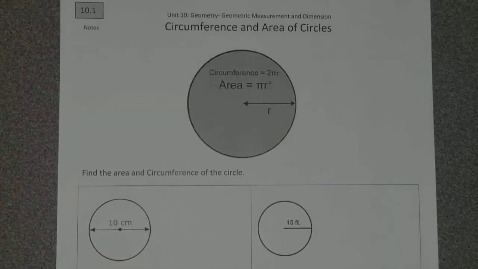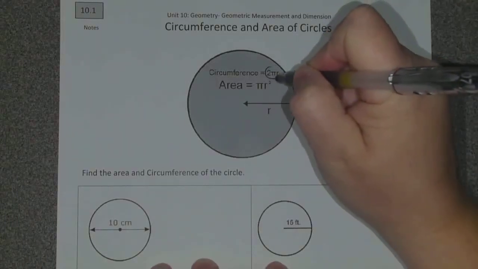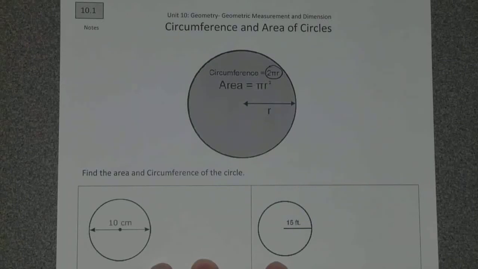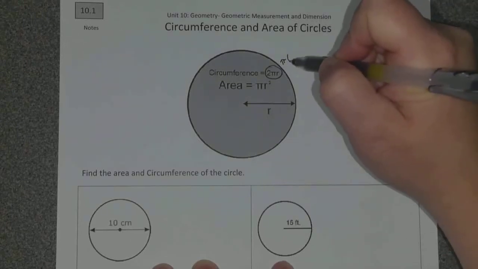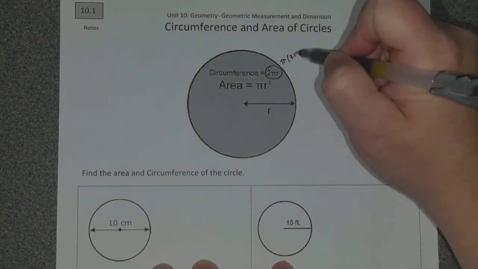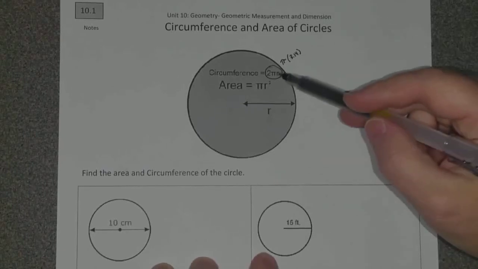You guys, we're going to talk about the circumference and area of circles today. Really, it's just plugging things into the formula. So the circumference of the circle is the formula 2 pi r. We're just going to use that pi symbol on our calculator, but if you wanted the decimal approximation of that, it would be 3.14. But really, let's just use the pi on our calculator.